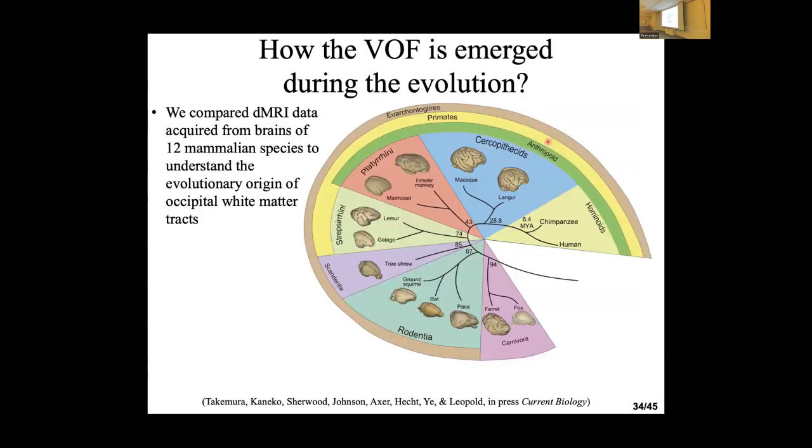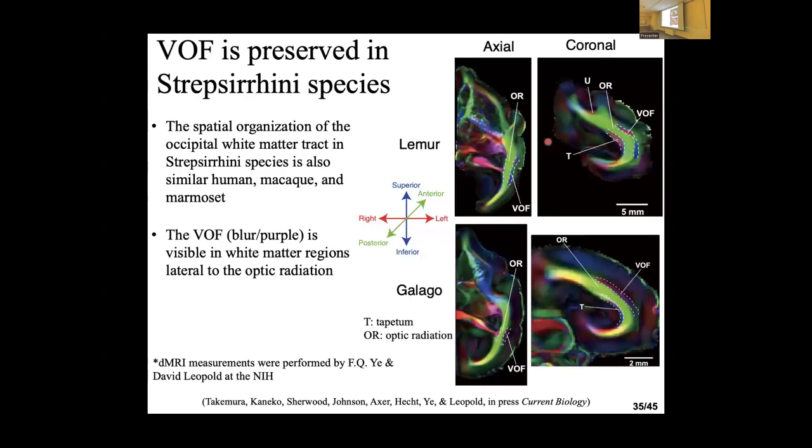This suggests some preservation. So we pushed one step further to look at two Strepsirrhini species, which are still within the primate tree, but are more distant from human compared to macaque monkey and marmoset. These are data we could get from the NIH scanner. The top one is lemur, the bottom one is galago, and here is the axial section. Here you can see the coronal section.